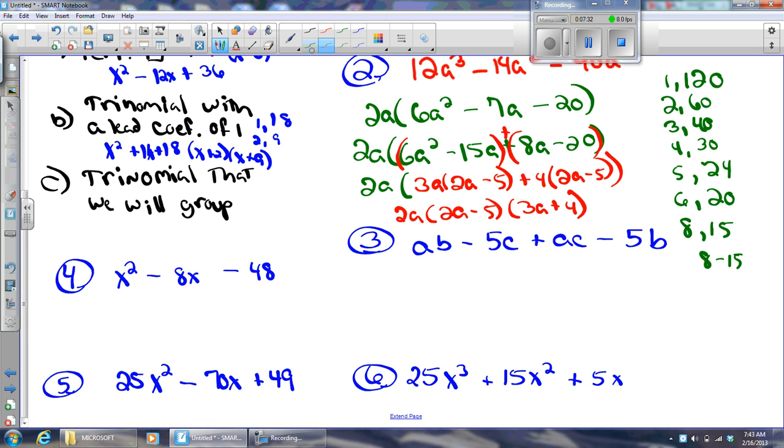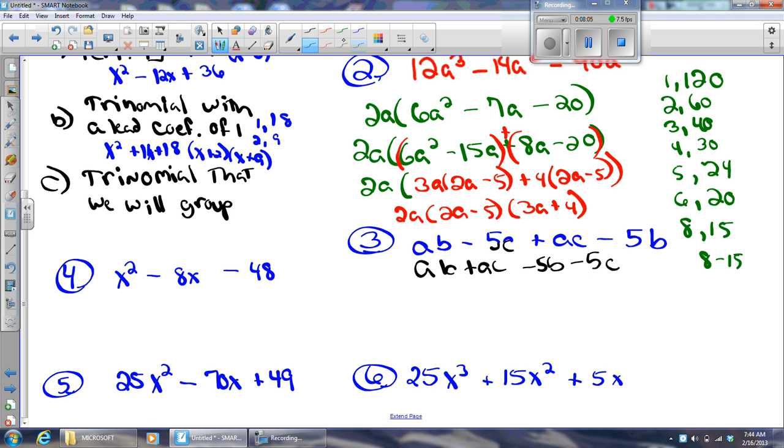There's 4 terms. My first thought is, let's group it. Only, I think I'm going to rewrite it because I don't see a GCF in these first 2 terms. So I'm going to rewrite it as AB minus 5. No, let's go with AC plus AC. And then I'm going to go with a minus 5B minus 5C. Yeah, that's what I want to do. Sorry, that got erased there.